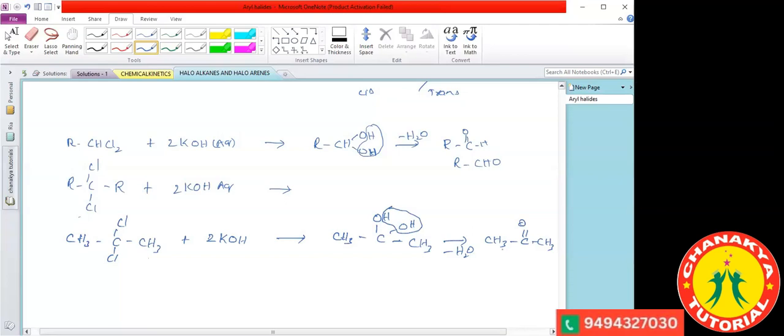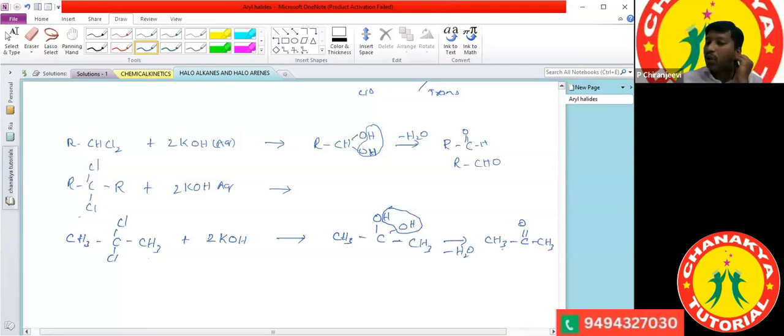Sir, the ketone, I suppose. It is having the ketone functional group. Okay, clear? So what is the name of this one? It is acetone, which is the common name of this compound.